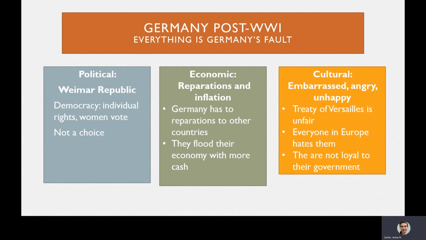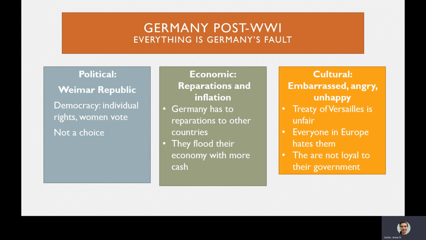So let's focus in on Germany specifically. Politically, Germany became the Weimar Republic, which is the government that the Allied powers, the other team, forced them into. It was a forced democracy, which means things like individual rights and women's votes, all those things we think are good. But Germany hated it because they didn't choose it. The people who beat them, their enemies, forced this government onto them. Of course they're pissed. Of course they hate it.